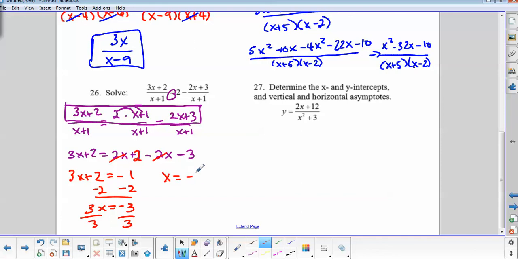x equals negative 1. So then, you need to check and make sure that this number does not make your denominator 0. And if I plug it back in, negative 1 plus 1 is actually 0, which means this is an extraneous solution. And you cross it out, and your answer is actually no solution.